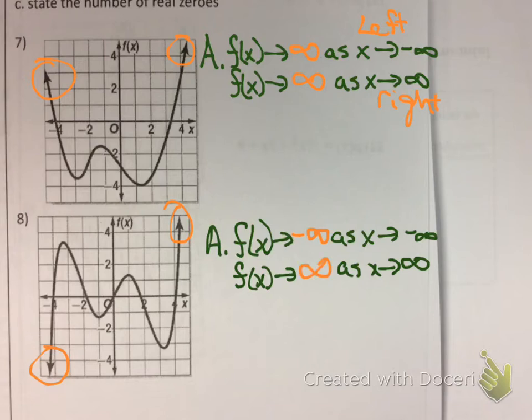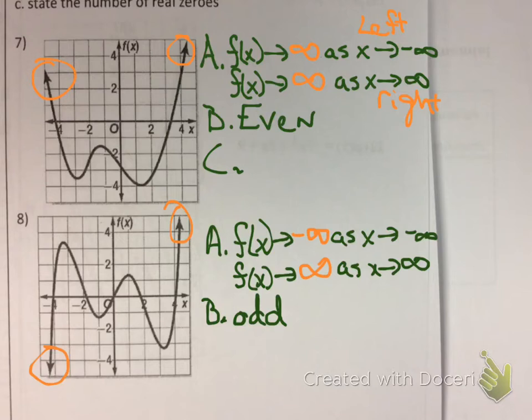If they're going in the same direction, that means it's an even degree polynomial, like x squared, x4, x6, x8, x10, like that. If they go in different directions, it's an odd degree polynomial, which means like x cubed, x5, x7, x9. Okay?